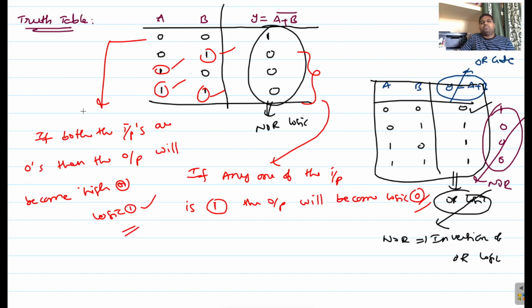Okay, so this is about the truth table of NOR gate. These are the universal gates. So why do we call them universal gates? NAND or NOR gates are called universal gates. Why do we choose these two as universal gates? What is the speciality of these two gates?